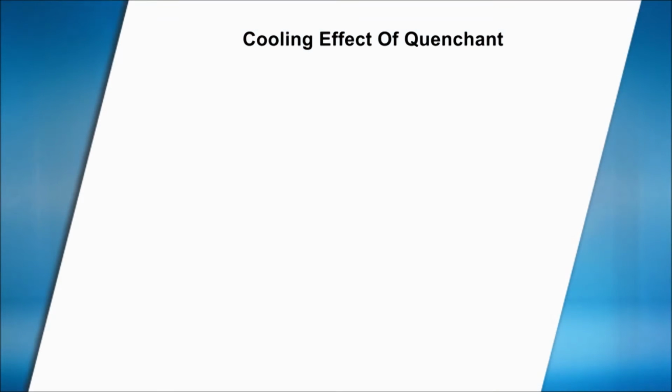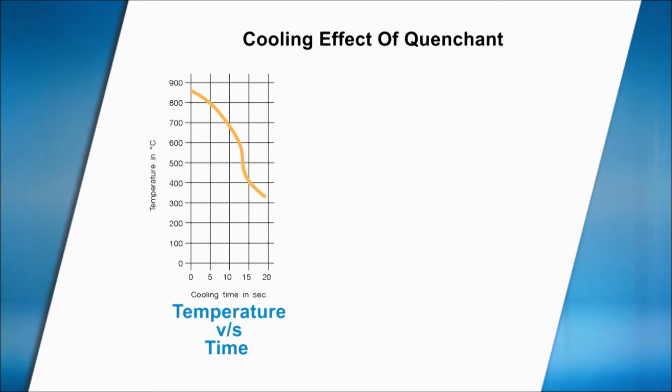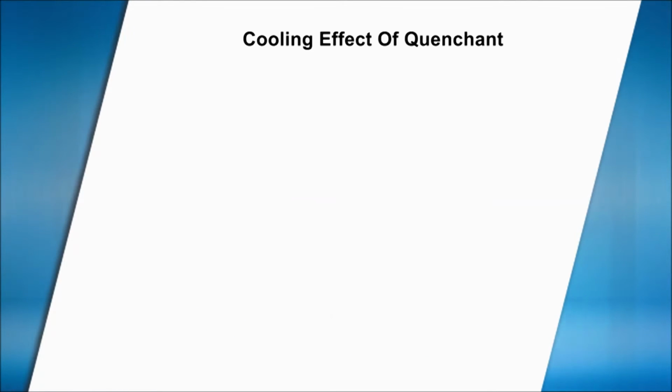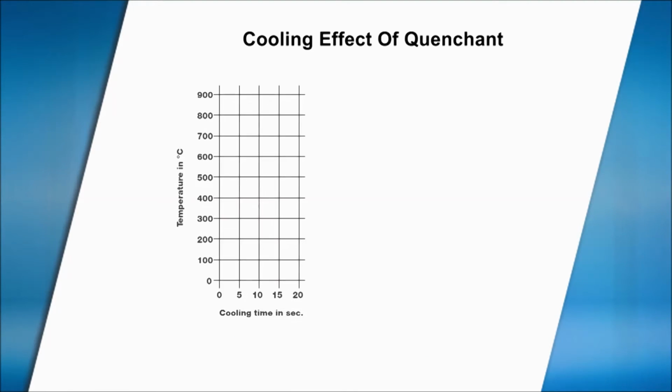Usually, the cooling effect of a quenchant is shown by charting temperature versus time, or the rate of cooling versus temperature. The following graph shows the relationship between these two methods. We now look at the relationship between temperature versus time.